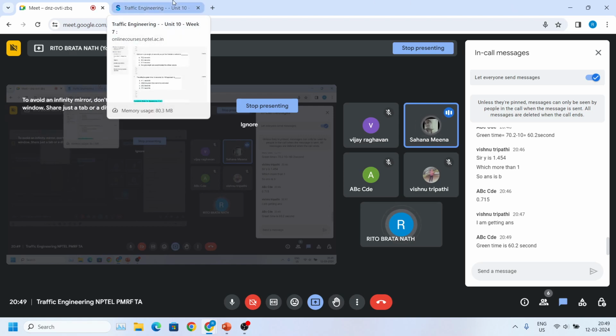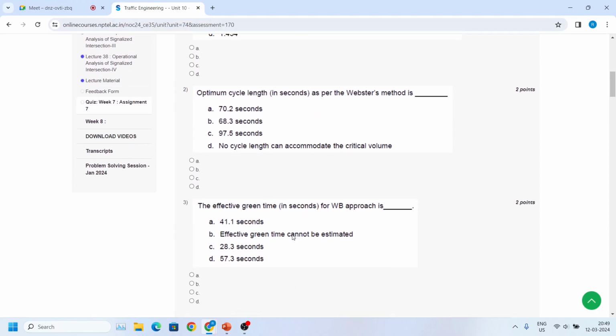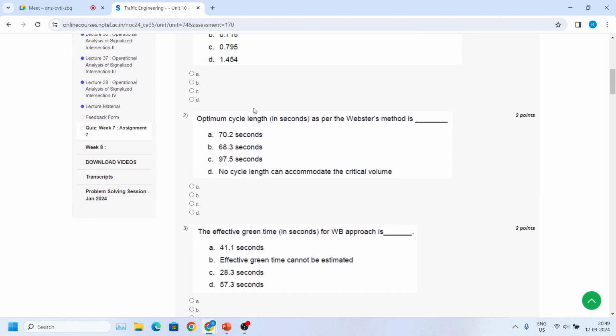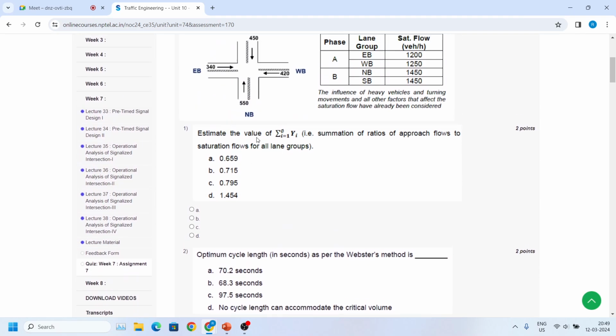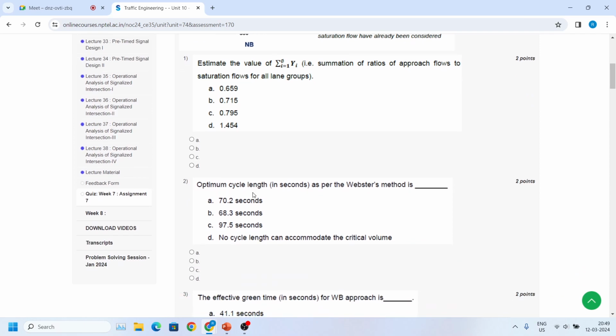Yeah, sure, I'll show it. This one I'm confused. But this one, I think we just had a calculation. So this summation of yi, I'm not sure for this problem. Is it 1.454? I think I got below 1 anyway. If you are getting it as below 1, then you'll be able to estimate this as well.